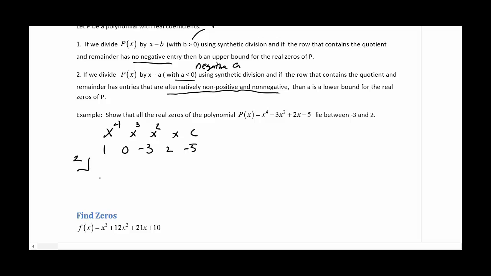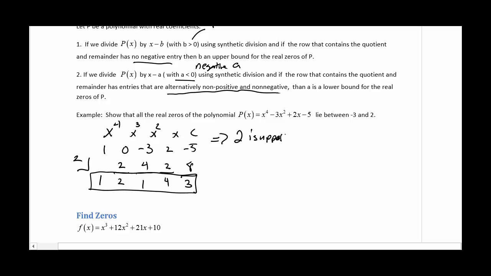So drop the 1 and multiply, get the 4, multiply, get another 4, multiply, and we get 3. Well, what do you notice about that list of numbers? See how they're all positive? So what that tells me is that 2 is an upper bound. Okay, let's check the other one.